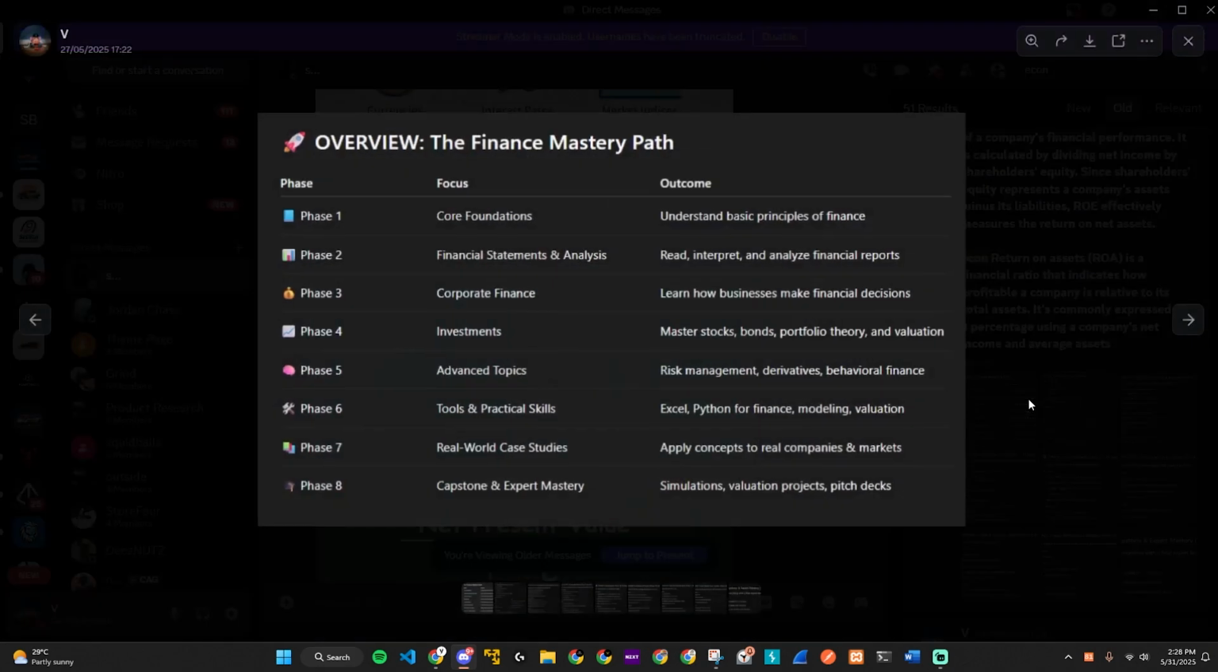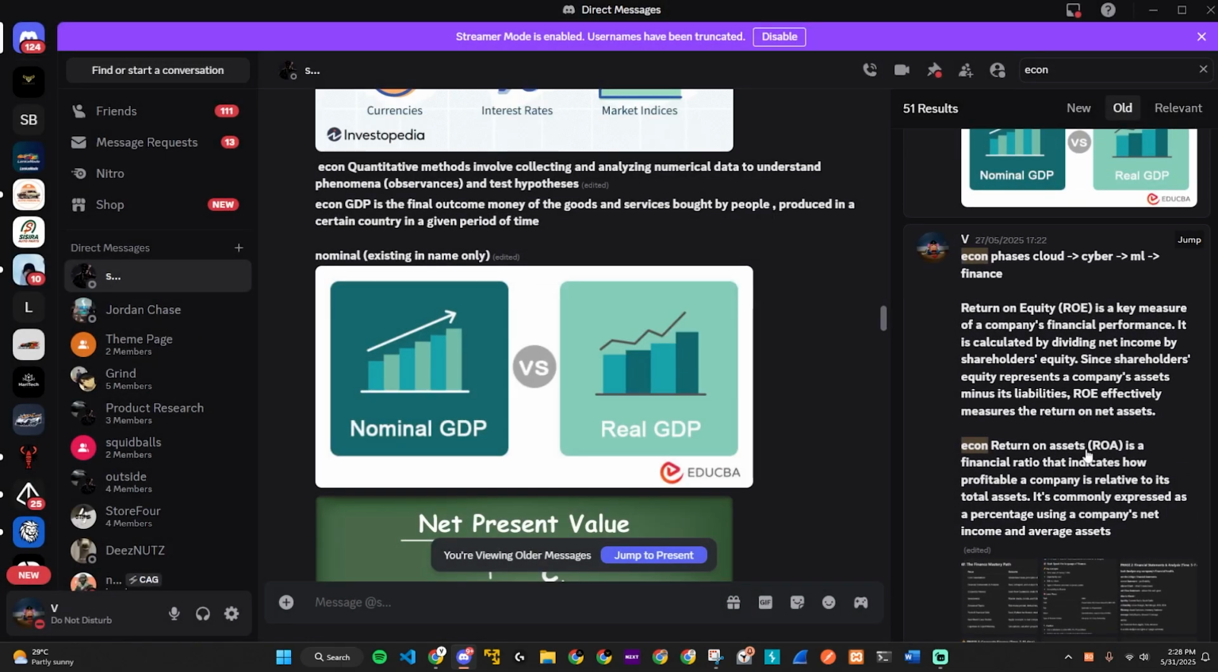All right, so let's move on to that. Return on assets is a financial ratio that indicates how profitable a company is relative to its total assets. It's commonly expressed as a percentage using a company's net income and average assets. Return on equity, on the other hand, is a key measure of a company's financial performance. It is calculated by dividing net income by shareholders' equity, since shareholders' equity represents a company's assets minus its liabilities. ROE effectively measures the return on net assets.